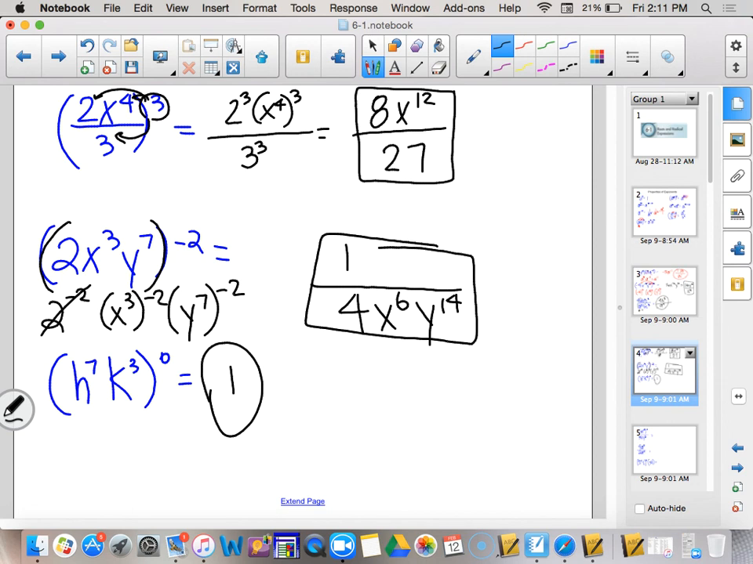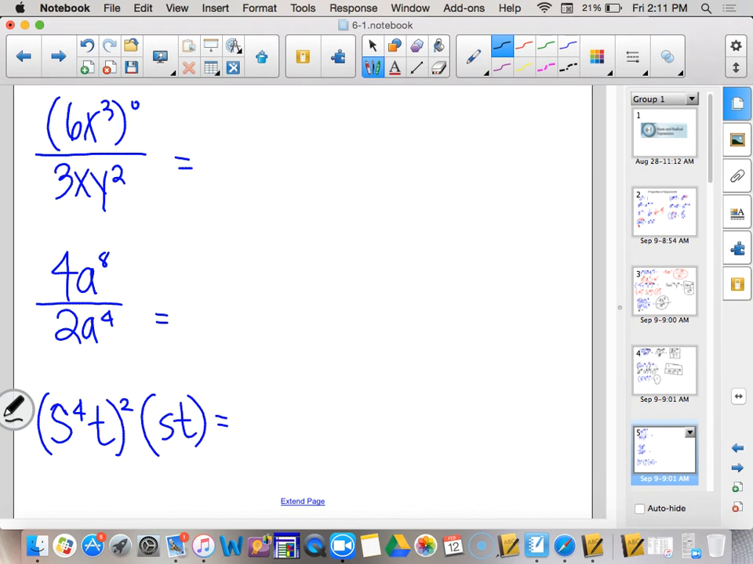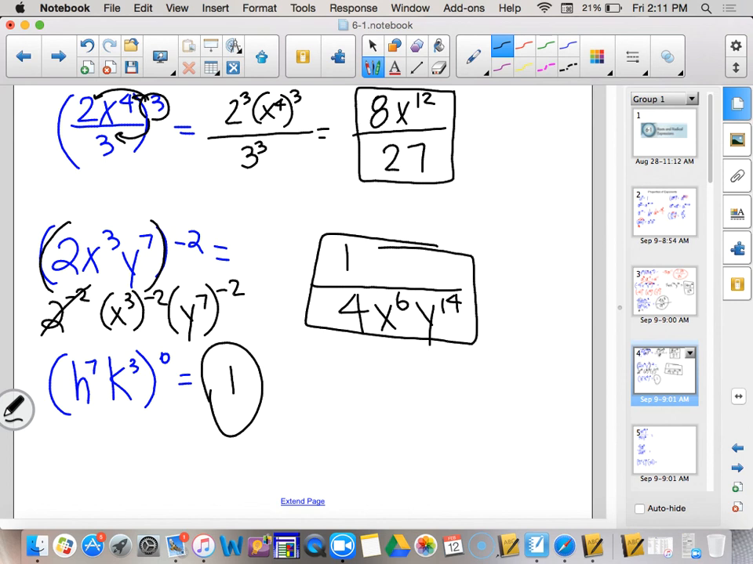Okay, Skylar. Okay, this one. 6x to the 3rd raised to the 0 divided by 3x y squared. Yes, what's your question? Where'd you get the 18? From this one down here? Yes, ma'am. That was my problem. H to the 7th, k to the 3rd raised to the 0. Oh, it's going to give me 1, yeah, that was the problem.